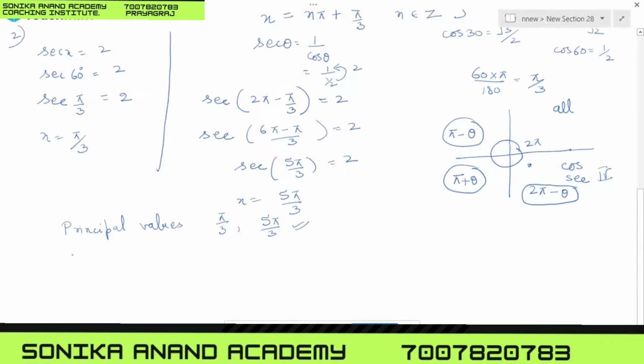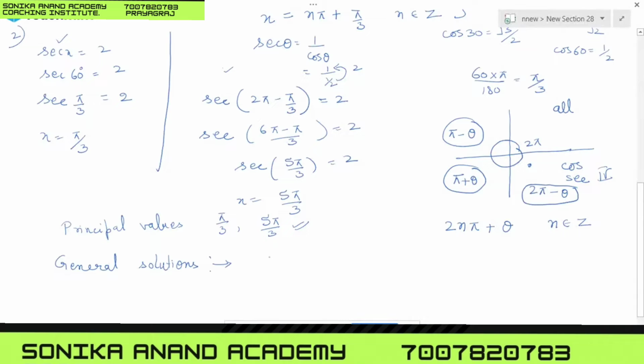Now principal values, clear? Now the general solution. That's why I am solving this exercise, so that at least this one is also done. Now for sec theta and cos theta, the general solutions are the same: 2n pi plus theta, where n belongs to Z.